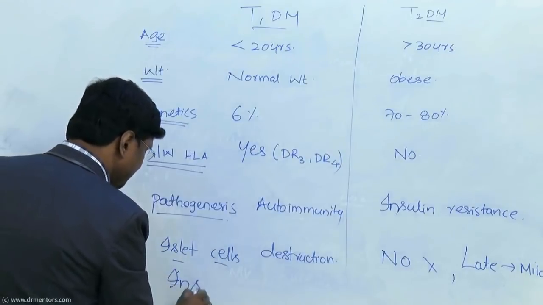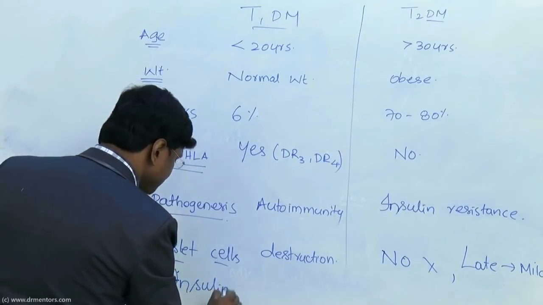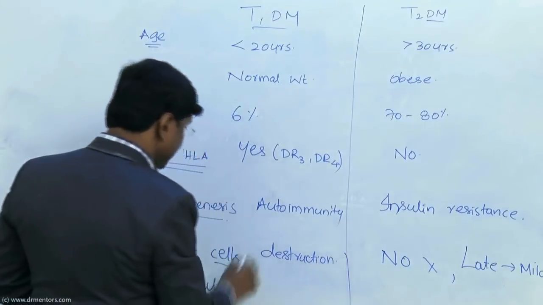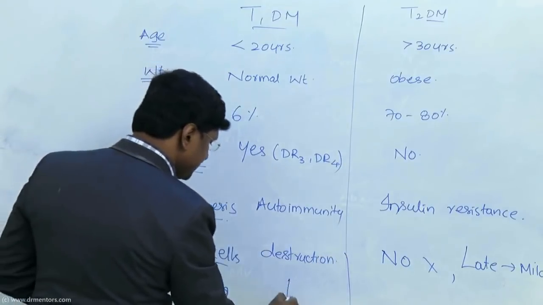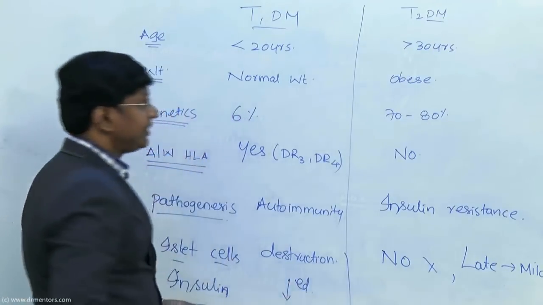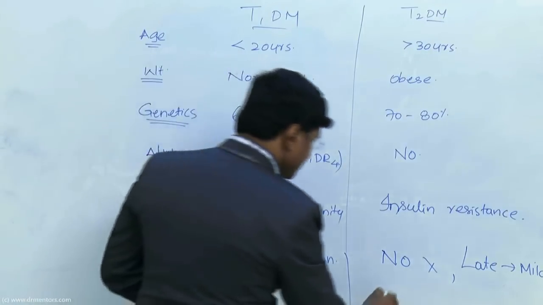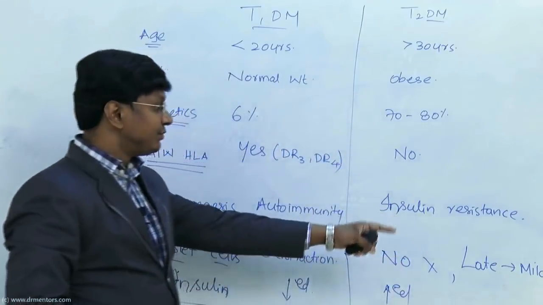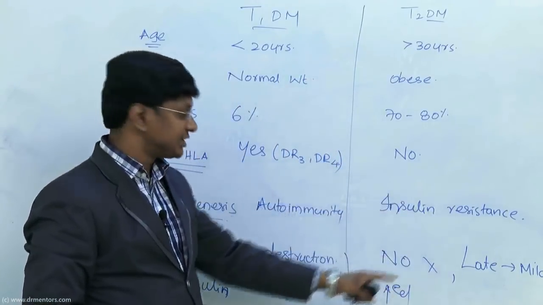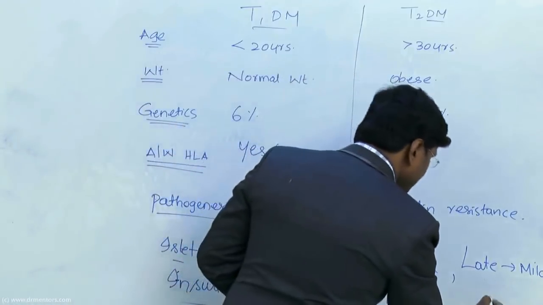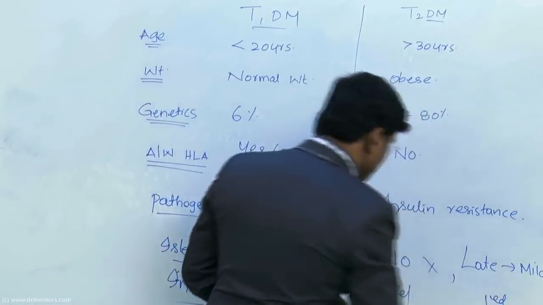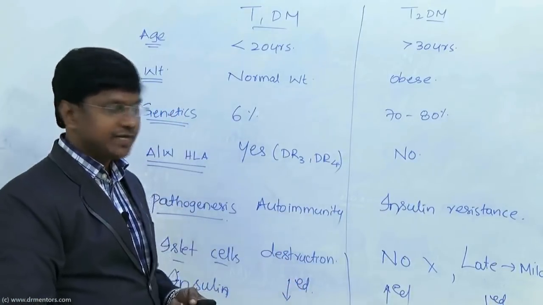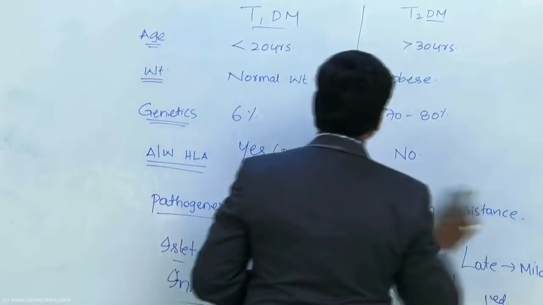Next, take the insulin levels. In patients with type 1, the insulin levels are reduced. Whereas in type 2 diabetes mellitus, the insulin levels are increased. But in late stages, when there is mild beta cell destruction, that is the point when the insulin levels may be reduced. Otherwise, the insulin levels are increased in patients with type 2 diabetes mellitus.